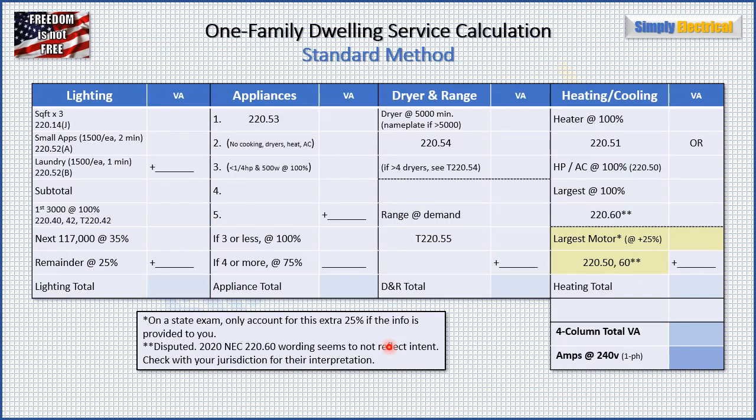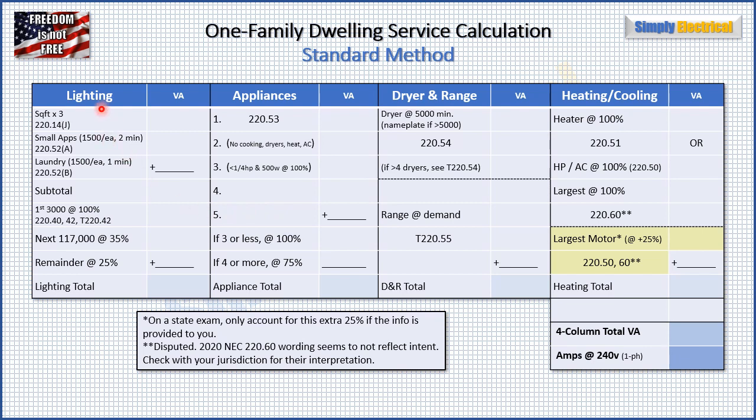I developed this table with the goal in mind of providing an overall picture on one page of the whole process. The whole calculation is right in front of your eyes here on one page. That way you don't have to flip back and forth between your figures and your different sections. So I've got it in 4 columns: the lighting column, the appliances, the dryer and range, and the heating and cooling. And you'll see how I broke these up as we go through it. You'll understand why it makes sense to break them up this way.